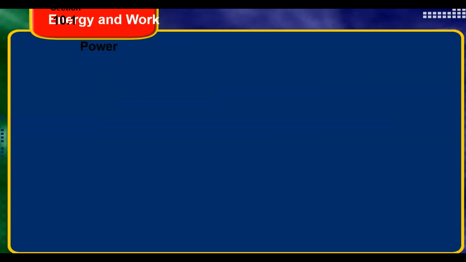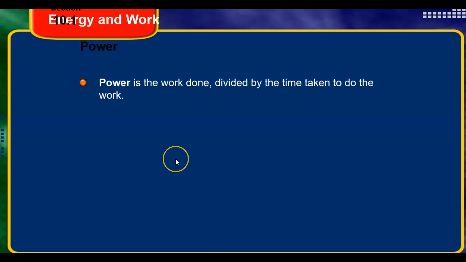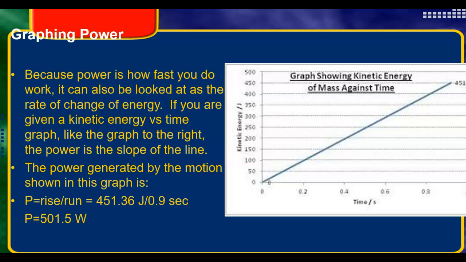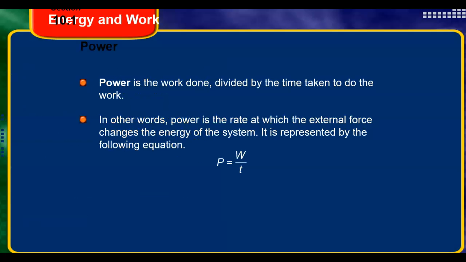All right. So now the last part is, how fast do you do work, otherwise known as power? Power is work done divided by time. How fast do you do work, or how fast energy is changing forms? In other words, power is the work that you do divided by the time it takes you to do that work. Or it's also represented by how fast you change energy.